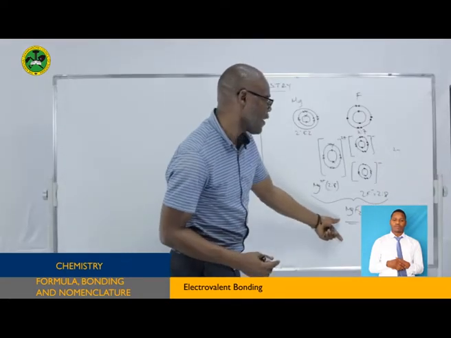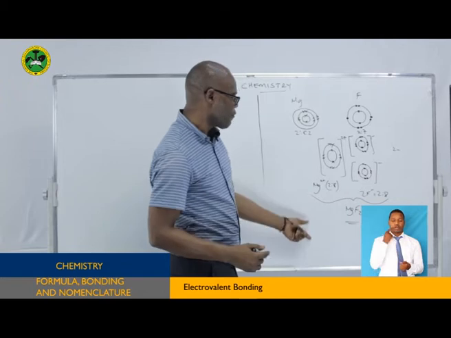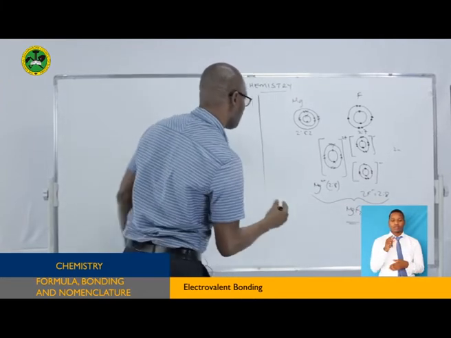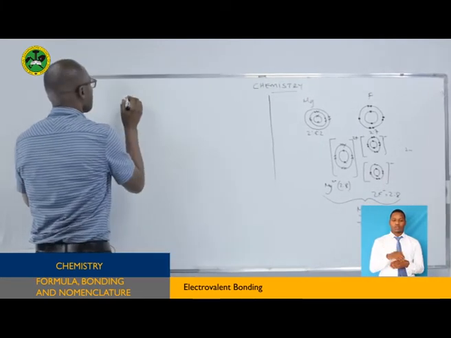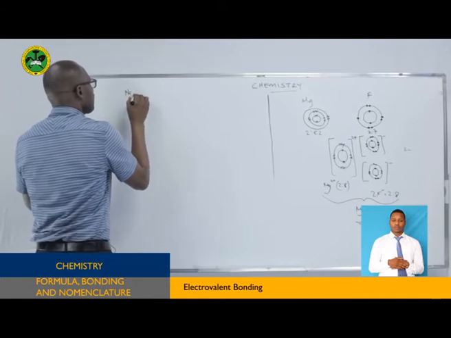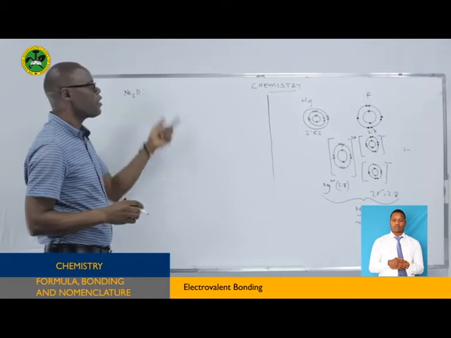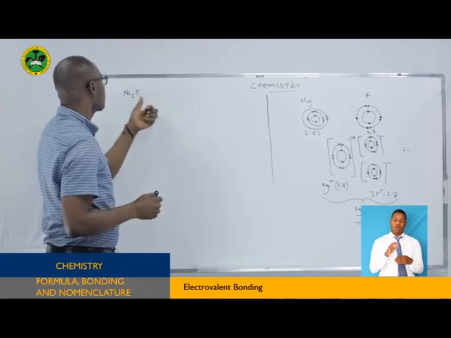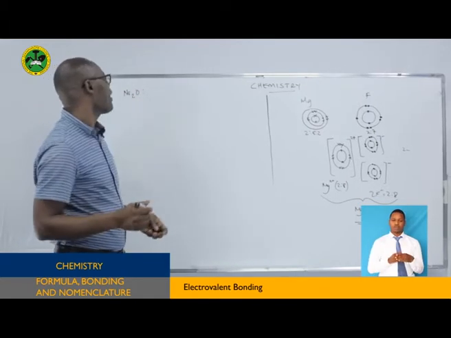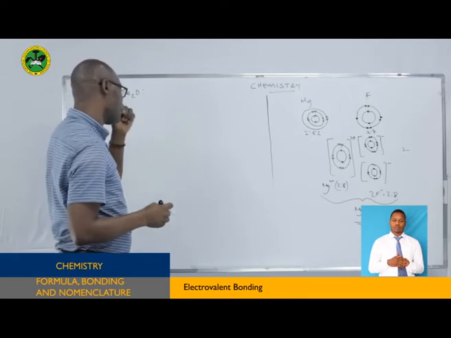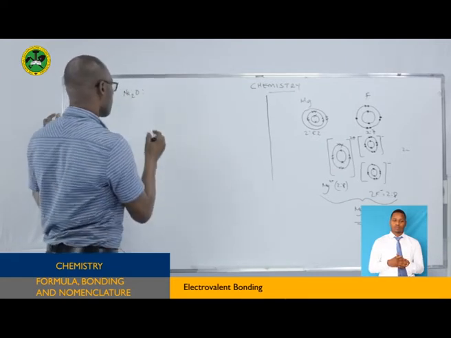We can have another example. Let's say we have sodium oxide, where this sodium is a metal and oxygen is a non-metal. Oxygen will take 2 electrons from sodium, so that both sodium and oxygen will become stable. We can have a structure, then we're able to illustrate.